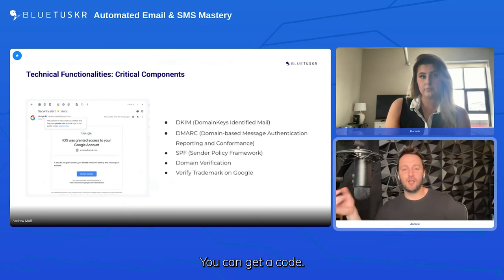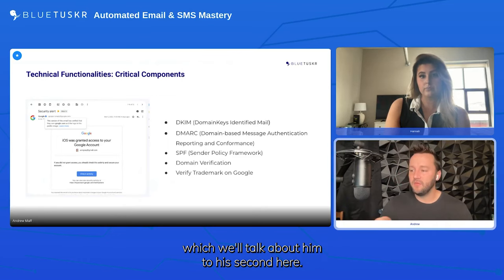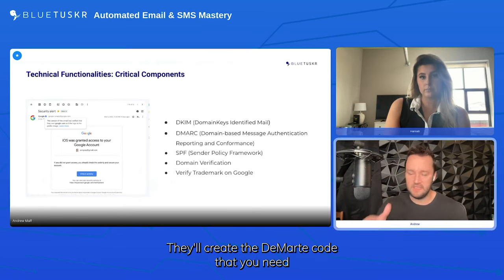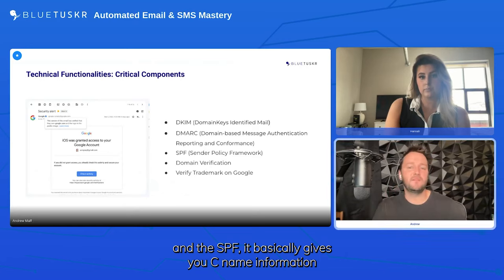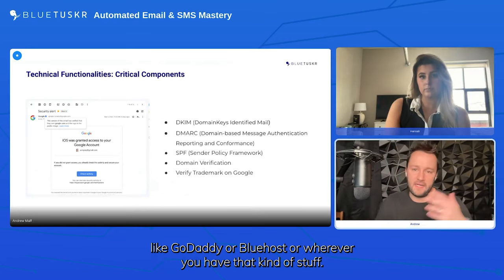You can get a code. There's a ton of different platforms out there that will actually help create this for you, which we'll talk about in a second here. They'll create the DMARC code that you need, DKIM, the SPF. It basically gives you CNAME information and you can input it to wherever you have your domain, like GoDaddy or Bluehost or wherever you have that kind of stuff.